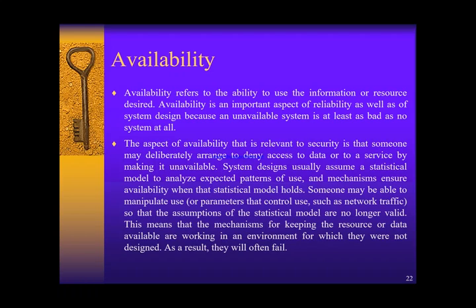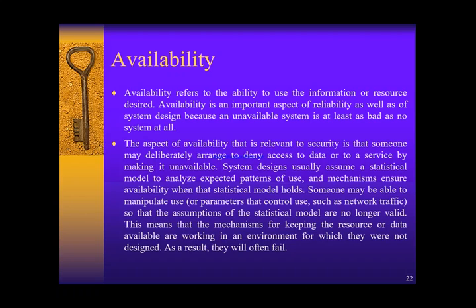Availability is an important aspect of reliability as well as of system design, because an unavailable system is at least as bad as no system at all. The aspect of availability that is relevant to security is that someone may deliberately arrange to deny access to data or to a service by making it unavailable.